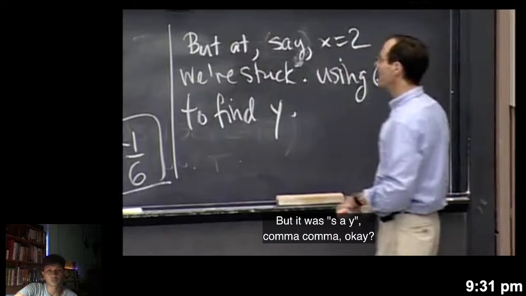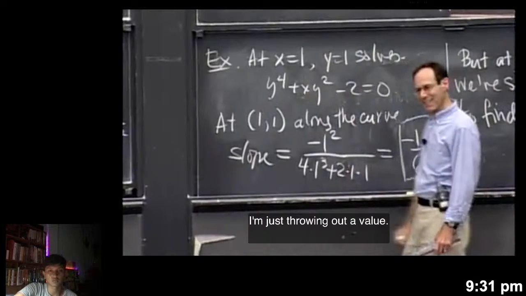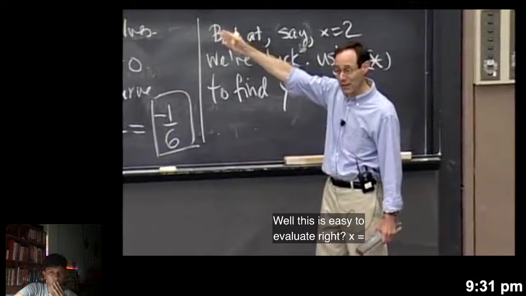And here, say, I'm just throwing out a value. Any other value. Actually, there is one value, my favorite value. Well, this is easy to evaluate, right? X equals 0. I can do it there. That's maybe the only one; the others are a nuisance. Okay.